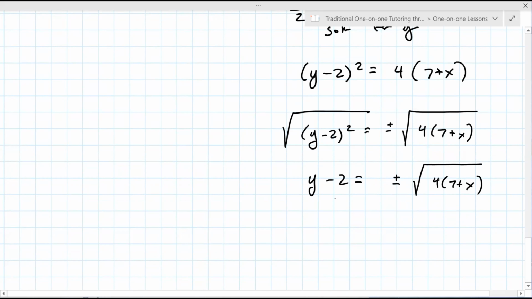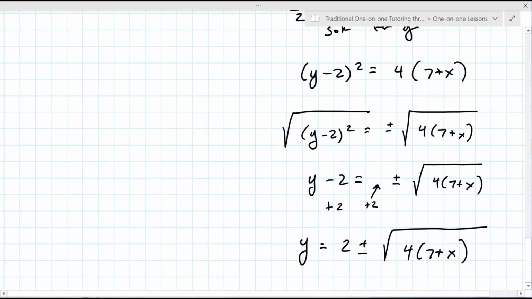Okay, and then the last step is to add 2 to both sides. And my convention, my choice is to put that number you're adding or subtracting, depending on the problem, right in front. So it becomes y equals 2 plus or minus the square root of 4 parentheses 7 plus x.